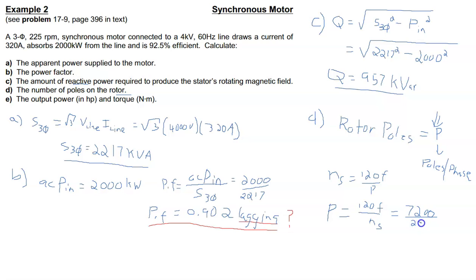Now, it didn't specifically say that, but it's a synchronous motor. So we know that the speed we're given is assumed to be a running speed, but in this case, the sync speed as well. And so 7,200 divided by 225. And it should be a nice whole round number because remember, poles occur in north-south pairs. And so 32 is the result. And so 32 poles per phase.